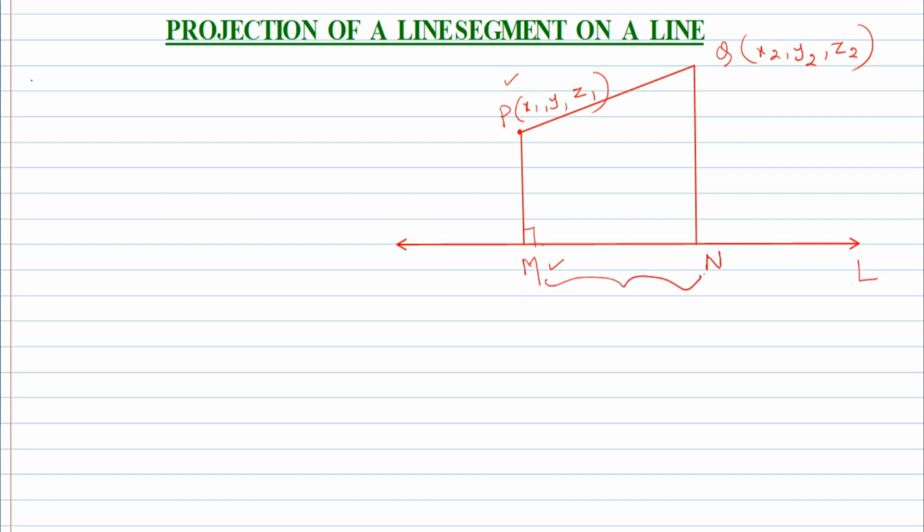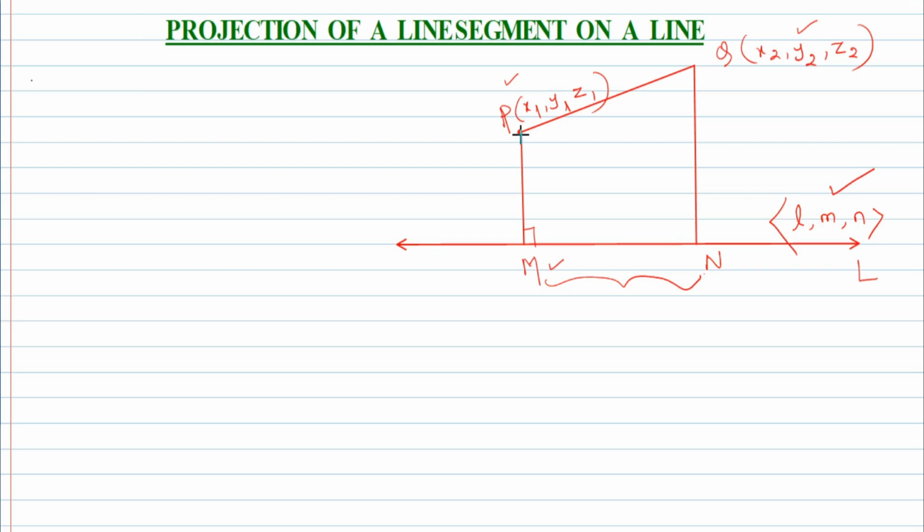Okay. So now you have to ask what is the projection of PQ on the line L whose DCs are given. Suppose the DCs of the line L are given, that is l, m and n, and the coordinates of the line segment, that is P having the coordinate x1, y1, z1 and Q having the coordinate x2, y2, z2. You have to find the projection of PQ on the line L. Geometrically you can say the projection of the line segment PQ on the line L is MN. But now you have to evaluate the value of MN, that is the line segment MN. How could you find this one?